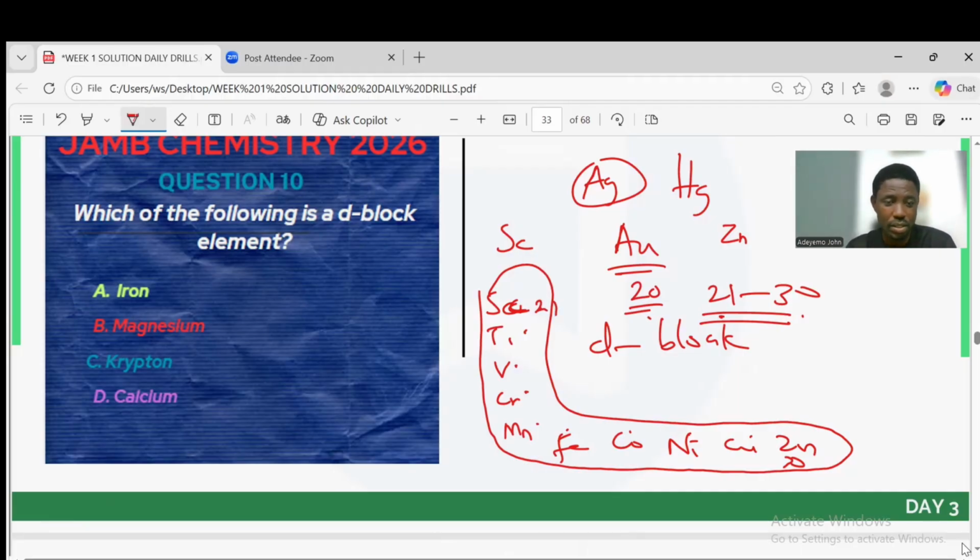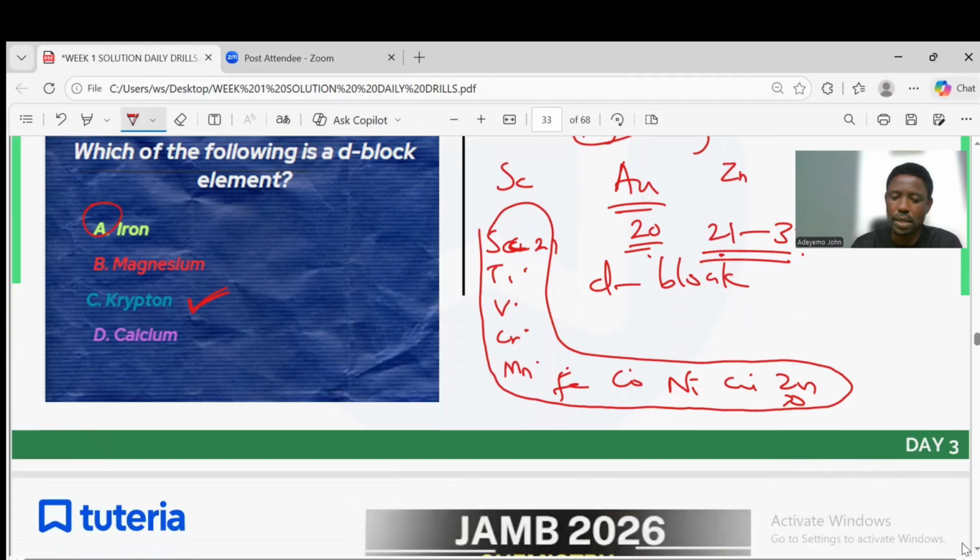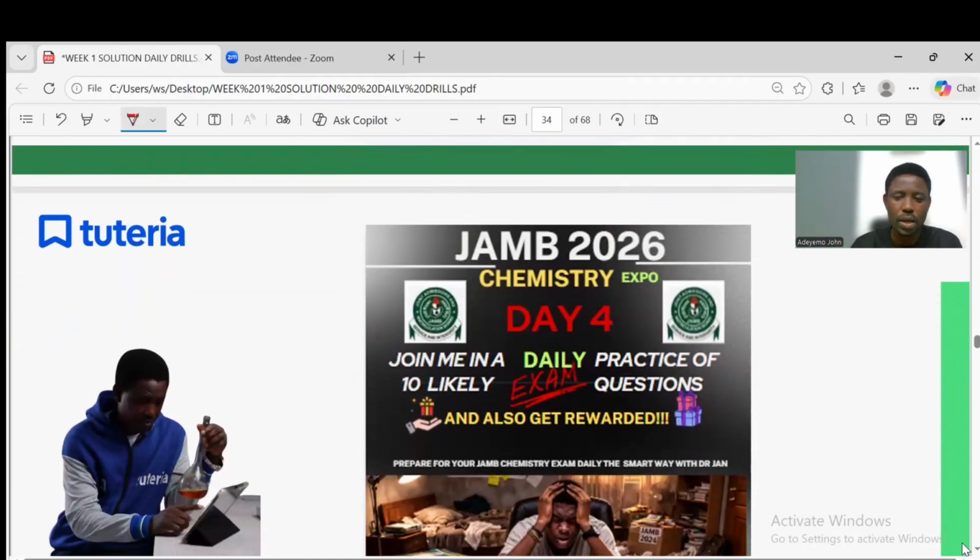So which one is it, can you say? This one, they use as a distraction. That is group 0. So iron is a D block element. Group 8 is krypton, all right? So I hope we're good to go. So we are moving now.